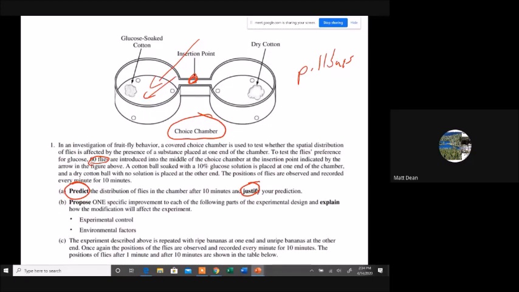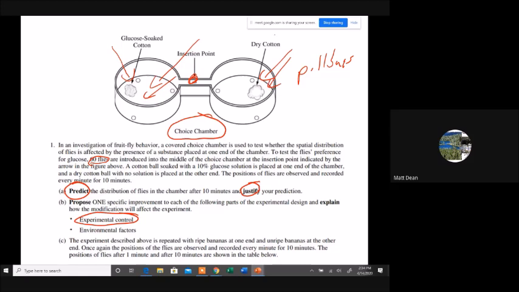Propose one specific improvement to each of the following parts of the experimental design and explain how the modification will affect the experiment. The control. Now think about it. What's really the control in this experiment? What we really want to know, I guess, is do they like glucose? That's really our independent variable. What our control really is here is this side. What's going on this side over here? And we use dry cotton.